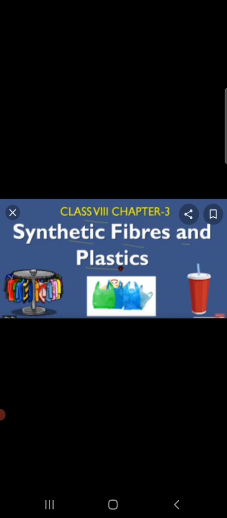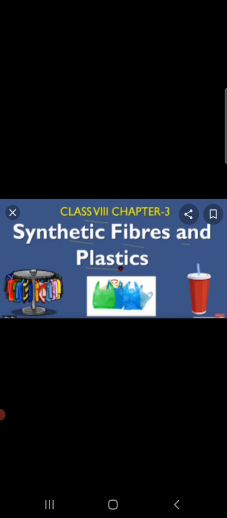So, beginning with the synthetic fibers, children, what do we understand regarding synthetic fibers? In your 7th class, you have studied about natural fibers like silk and wool, which are obtained from animals and plant, right? So the fibers which were obtained naturally were called natural fibers. Now the synthetic fibers are made artificially in the factories by man. So they are called man-made fibers or artificial fibers.